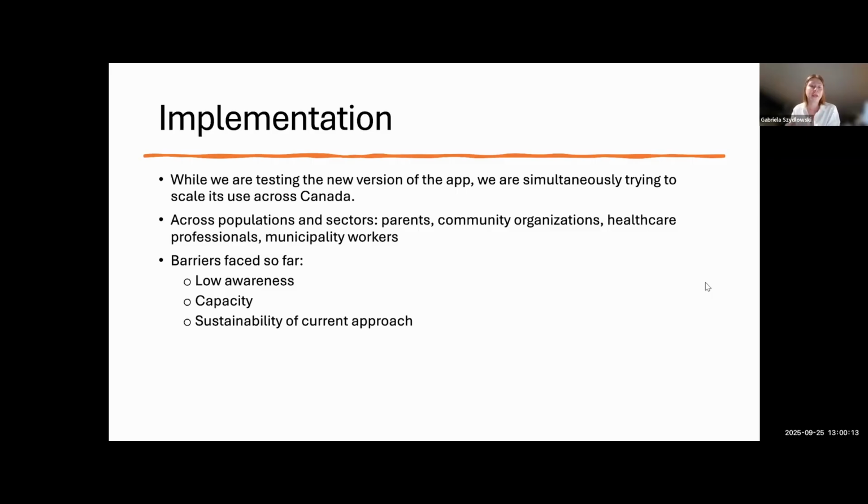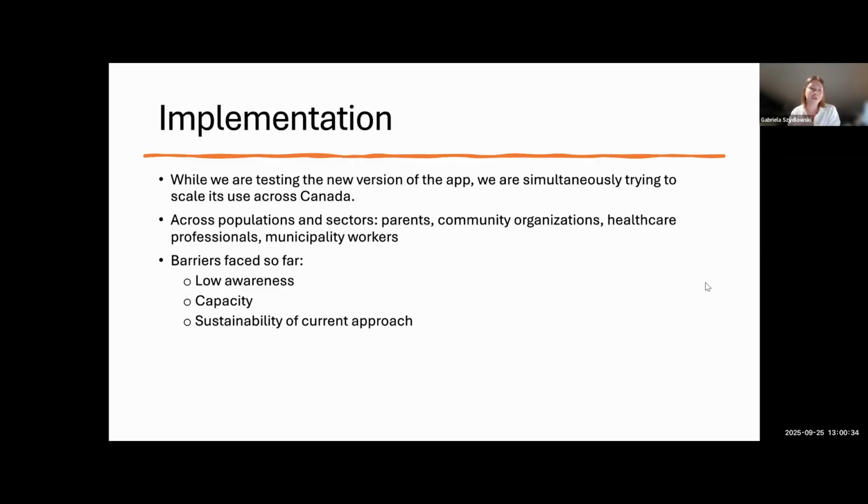So while we're trying to create this pan-Canadian network of knowledge brokers, I realized that there's quite a low awareness about the app. Many organizations that we list in the app as offering activities that I've contacted don't know that we exist and don't know that we're in the app. So already there, it's hard to implement something that people don't know exists.